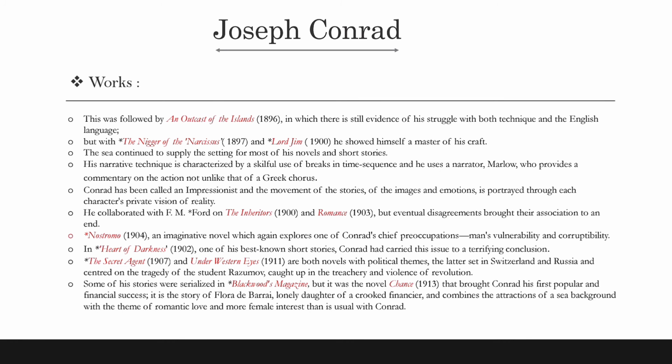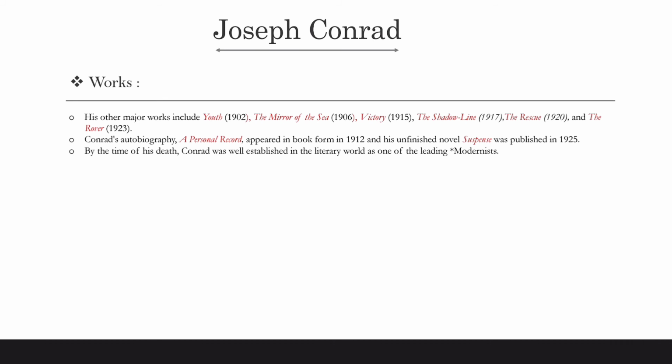His other major works include Youth, published in 1902, The Mirror of the Sea in 1906, Victory in 1915, The Shadow Line in 1917, The Rescue in 1920, and The Rover in 1923. Conrad's autobiography, A Personal Record, appeared in book form in 1912, and his unfinished novel, Suspense, was published in 1925. By the time of his death, Conrad was well established in the literary world as one of the leading modernists.